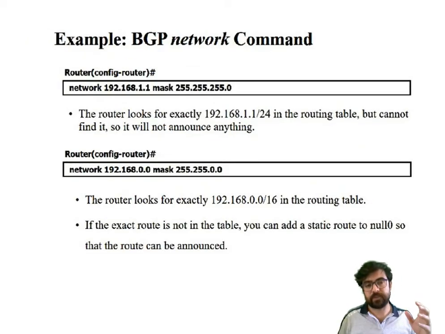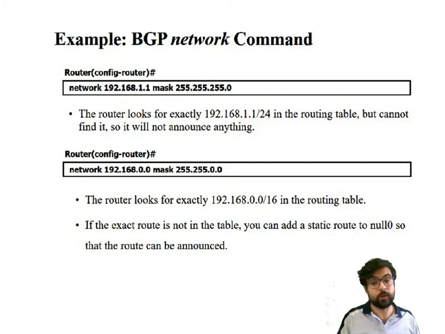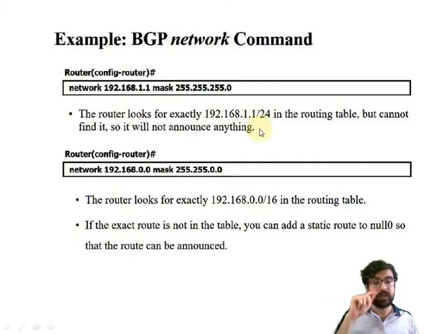And how do we do it? By adding a mask. On RIP and EIGRP we just say network, on OSPF a wildcard mask, and here we come up with the subnet mask. Another important thing is that the router looks for exactly the network, not the IP address. We should come up with a network, and also the one which exists in the routing table, maybe based on the routes.